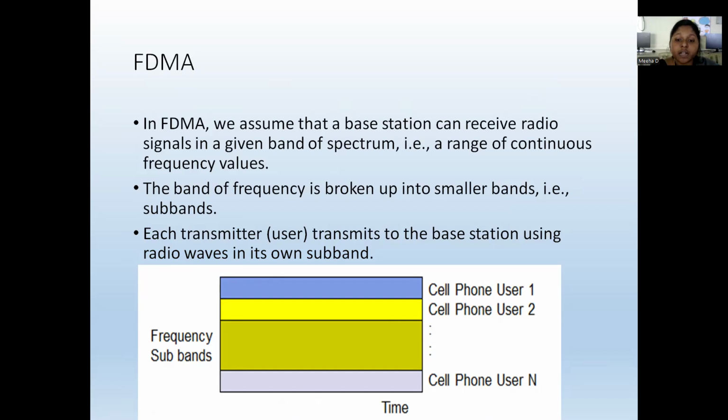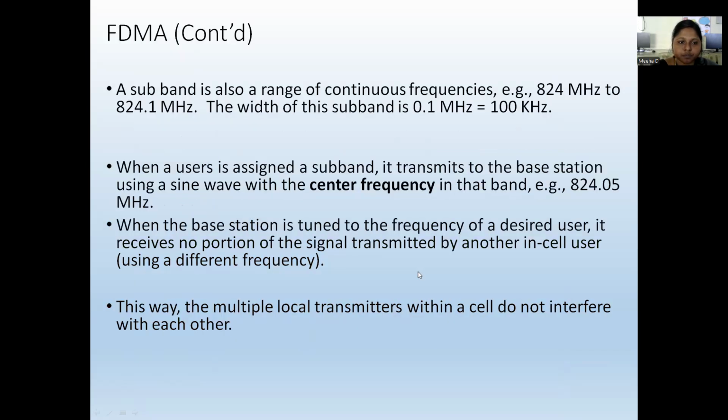Each transmitter transmits to the base station using radio waves on its own subband. So you can see here the total frequency divided into several small bands called subbands. Cell phone user 1 is using one subband, cell phone user 2 is using another subband, but the whole spectrum band is divided into subbands.